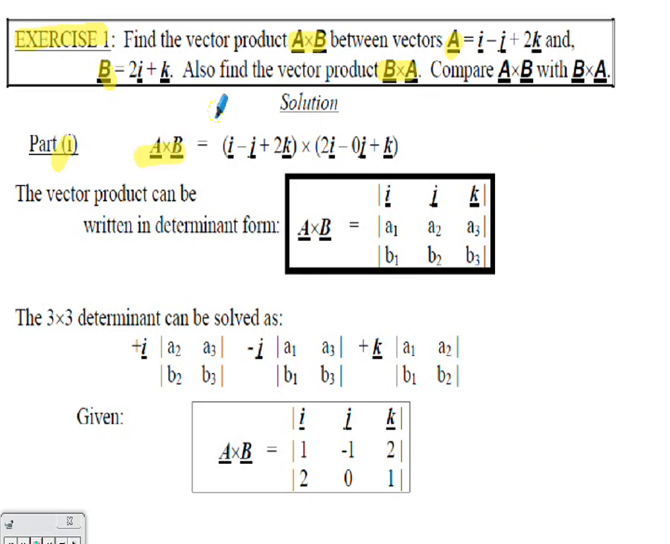In the question we're given the vector A is 1i minus 1j plus 2k. I'm going to multiply that by the vector B, which is 2i plus 0j plus 1k. So using our standard process for calculating vector products using determinants, in this particular case our A cross B, using our I, J, K column headings, will be 1 in the I, minus 1 in the J, 2 in the K for vector A, and 2 in the I, 0 in the J, 1 in the K for vector B.